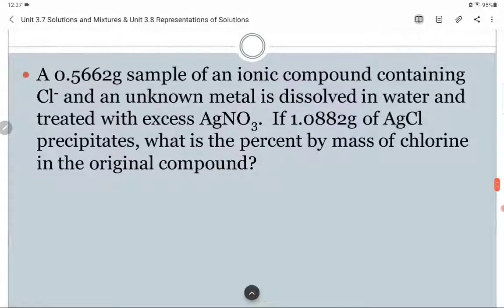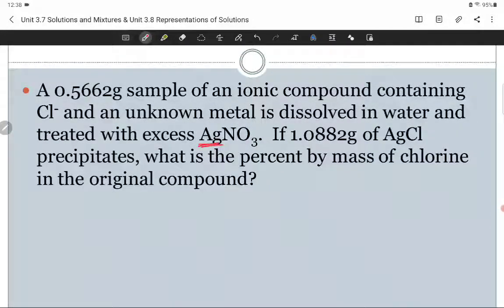So this would be a typical kind of question. An ionic compound contains chloride and something else. Dissolve it in water, and then someone precipitates using AgNO3. Silver ions precipitate with almost everything, so they certainly will precipitate with the chloride ions. So someone then filters, washes and dries the precipitate, and this is how much they get. So now we can walk backwards.